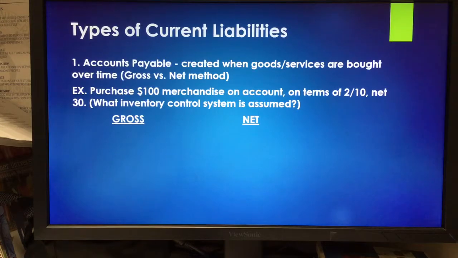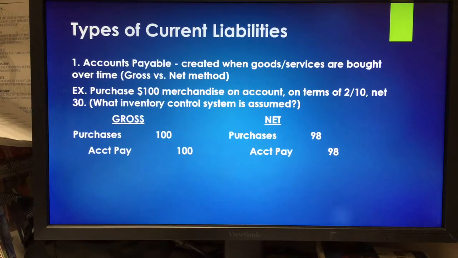For this example, we've got $100 of merchandise that we're purchasing, on terms of 2/10 net 30. Hopefully you'll recall that means that if you pay within 10 days of the invoice date, you can deduct 2% from your bill. Generally, it doesn't include any shipping cost if there's an explicit cost there, but 2% discount if you pay within 10 days. Otherwise, the gross amount or the total amount is due in 30 days. I asked the question what inventory control system is assumed, but let's look at the entries to start, and then I'll come back to that question.